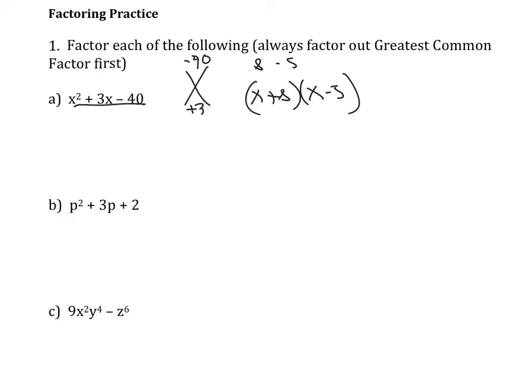Basically, we broke this middle term into positive 8x and negative 5x and factored by grouping. We'll see that more clearly later on. Okay, so that's our factorization.